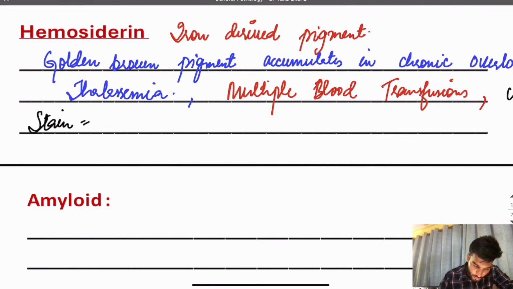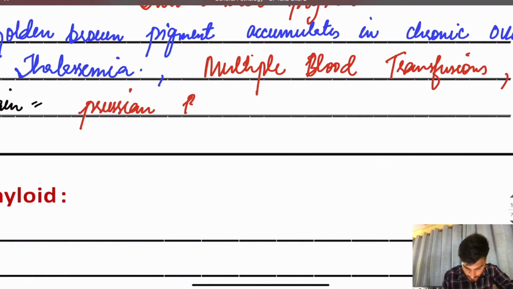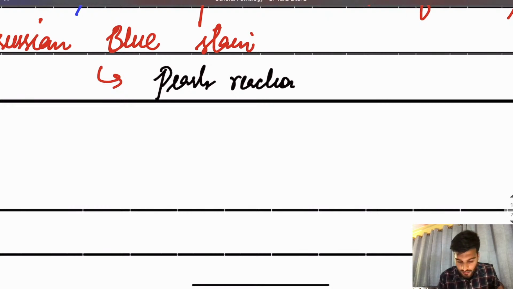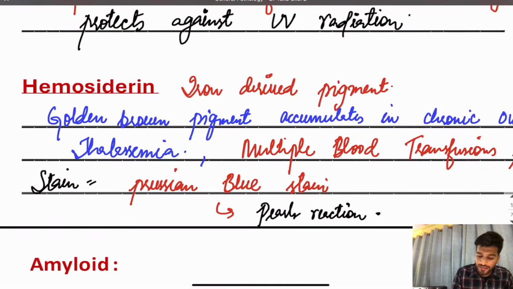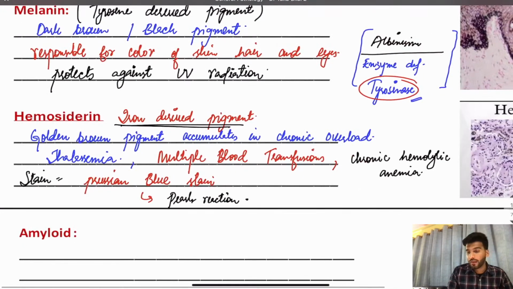And then, guys, the stain that we use for hemosiderin is the Prussian blue stain. And the reaction is called Pearl's reaction. So Pearl's reaction is seen with which pigment, guys? Hemosiderin. So remember, Prussian blue stain, hemosiderin, Pearl's reaction, hemosiderin, and it's an iron derived pigment seen in conditions of chronic iron overload, like thalassemia, multiple blood transfusions, and chronic hemolytic anemia.